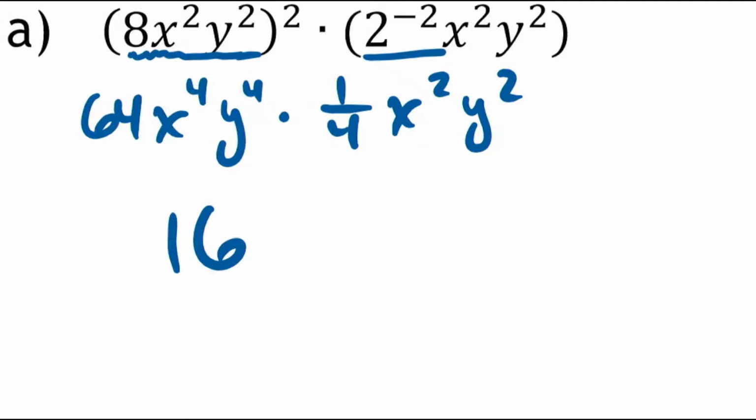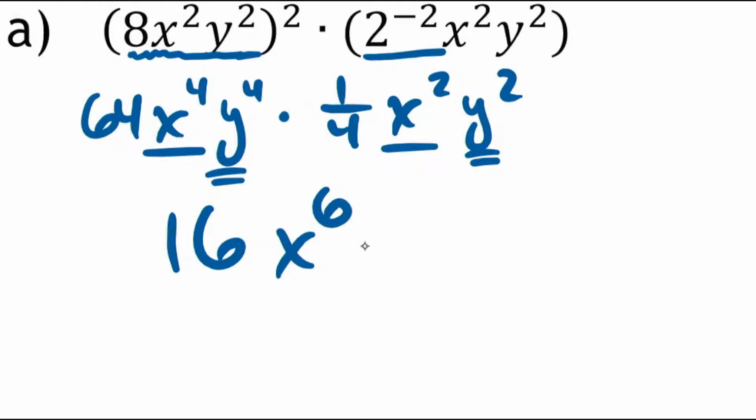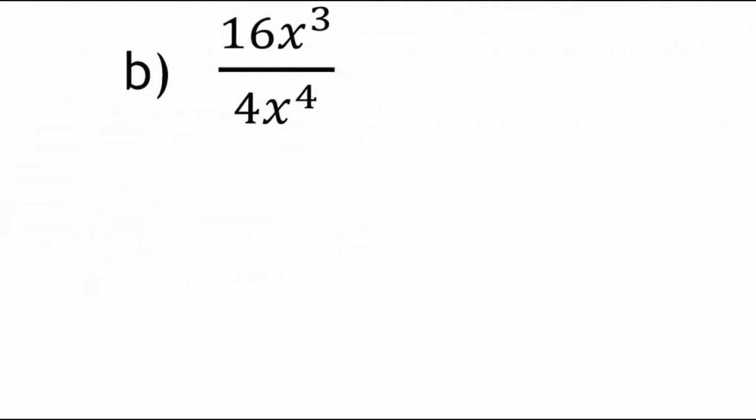How many factors of x do I have? Well, I've got exactly 4 factors and 2 more. I've got 6 factors of x, right? How many factors of y do I have? There's 4 of them right here. And 2 more factors. Oh, that's 6 factors of y. So my final answer will be 16 times x to the 6th times y to the 6th power. That's fun. Let's move over to part B.